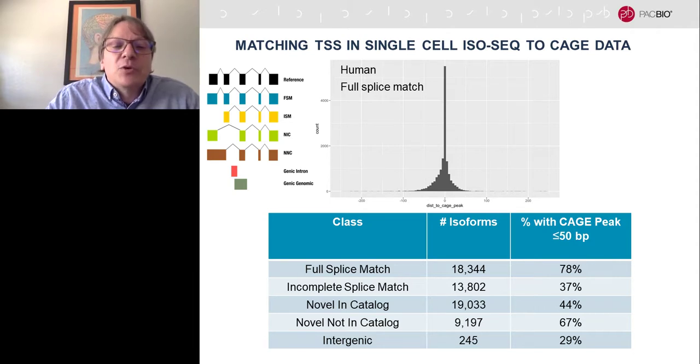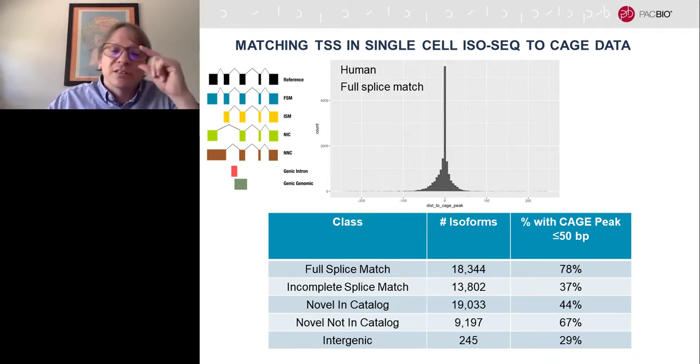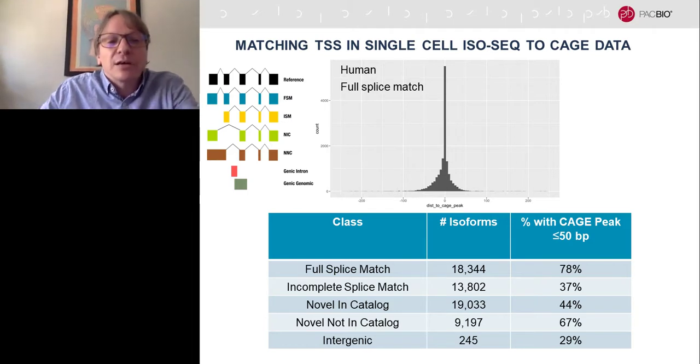I thought it was really cool that even in the novel not-in-catalog category, so these are transcripts that we haven't seen before with new exons or new junctions, even those tend to have a CAGE peak that are within 50 base pairs, 67% of those. So that's exciting because this could be new biology that's in these cerebral organoids that now at single cell level you can start to dissect.